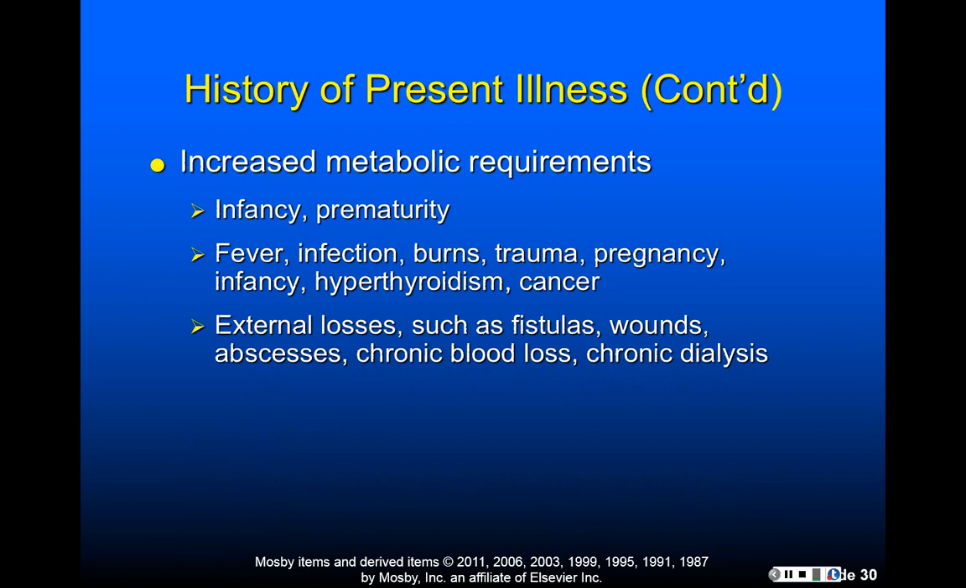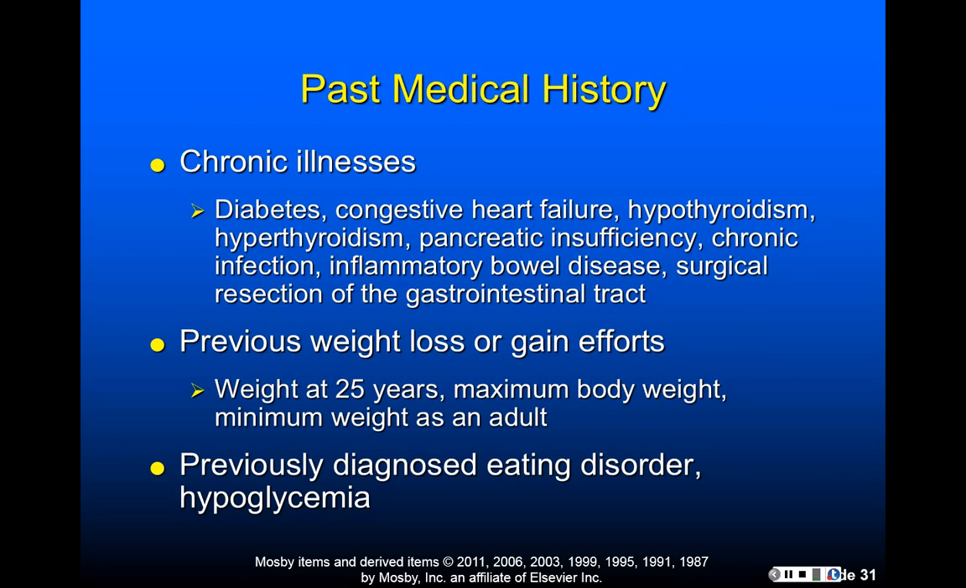Are there any increased metabolic demands noted, such as fever, infection, burns, trauma, pregnancy, infancy, hyperthyroidism, or cancer? External energy loss can also occur with wounds, fistulas, abscesses, chronic blood loss, and dialysis. Now, with past medical history, ask about chronic illnesses, many of which could influence body habitus.